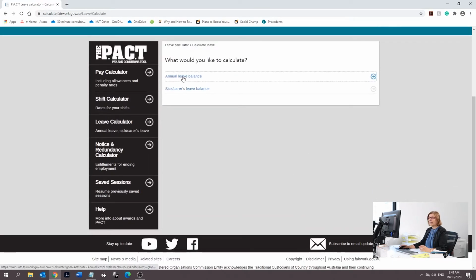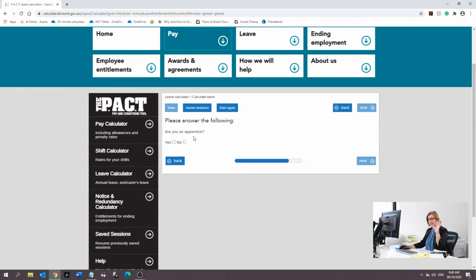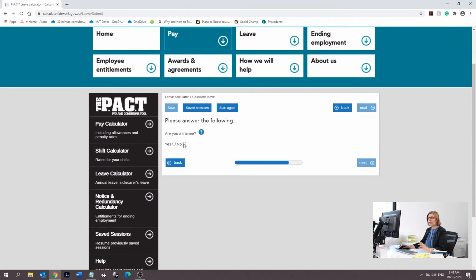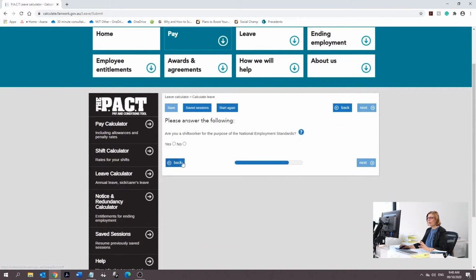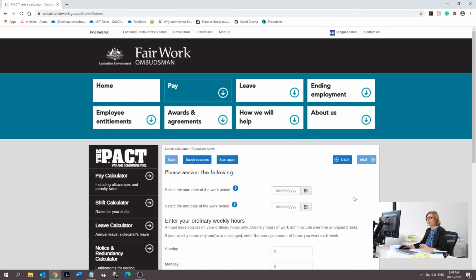We're going to calculate annual leave, and it's going to ask you to answer a pile of questions at this point. I'm going to assume that you're an adult, not an apprentice, that you are working full-time, and that work is Monday to Friday. I'm just going to click through some of these questions. Of course, if something applies to you, click yes or no as it applies. We're going to say no to apprentice, no to trainee, and that you're a full-time worker. And are you a shift worker? Shift workers get more annual leave, so we're going to say no, but if you are a shift worker, you would need to look into that.